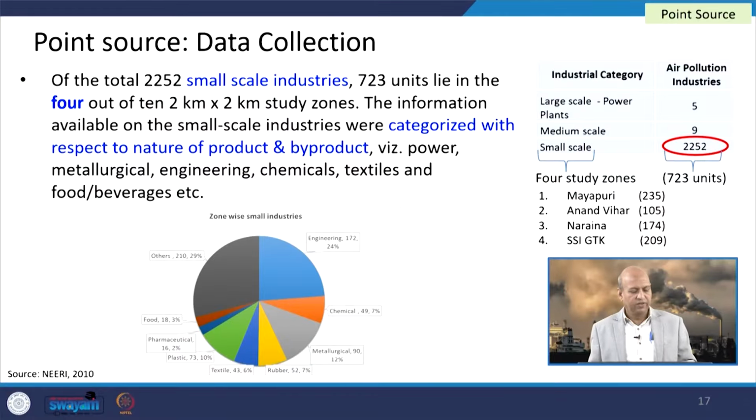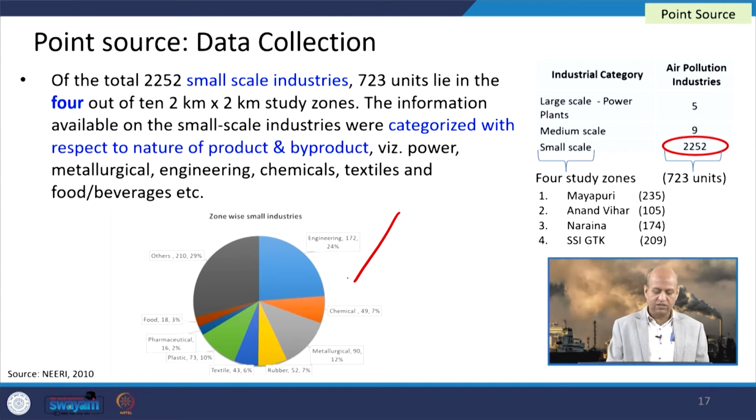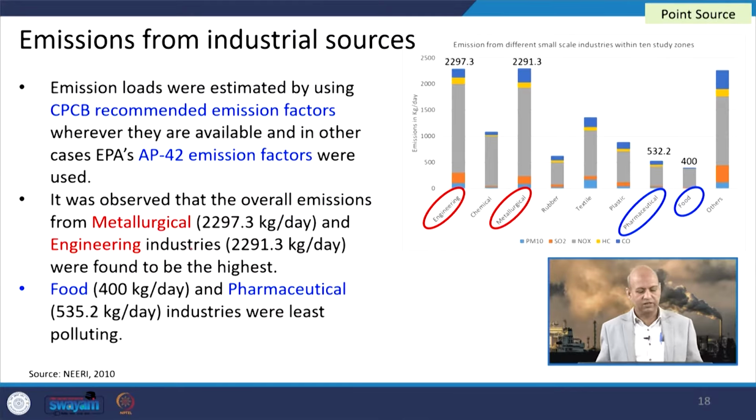Well, when we talk about these small scale industries, and if we see where they are located, so Mayapuri, Anand Vihar, Narayana, and this small scale industries Grand Trunk, Karnal Road is there. So engineering studies, like if we zone wise, if we see which kind of industries are there which are responsible for various kind of emissions. So the engineering, chemical, metallurgical, okay, pharmaceutical, so those kind of industries are there, and then other industries, other kind of which are not in this particular category.